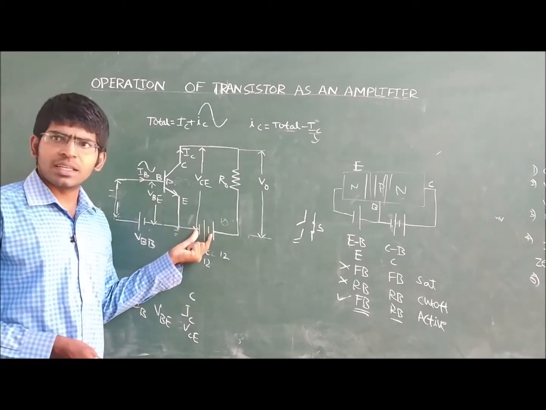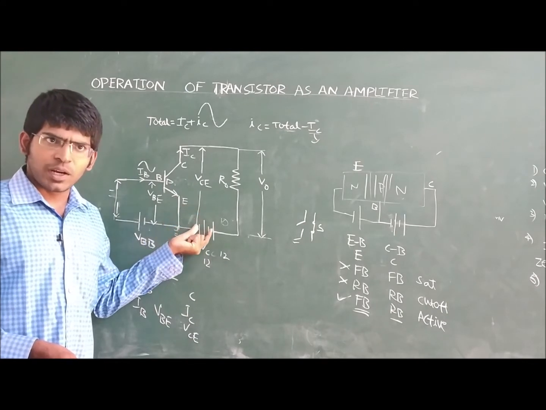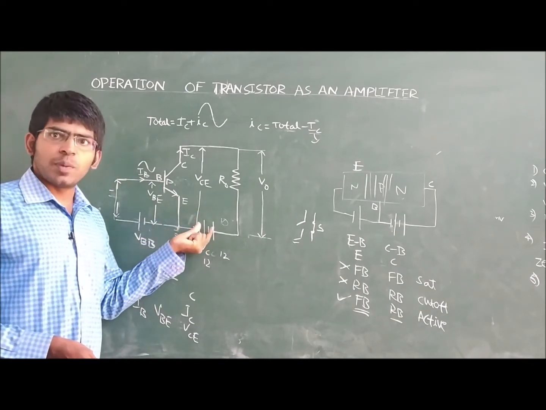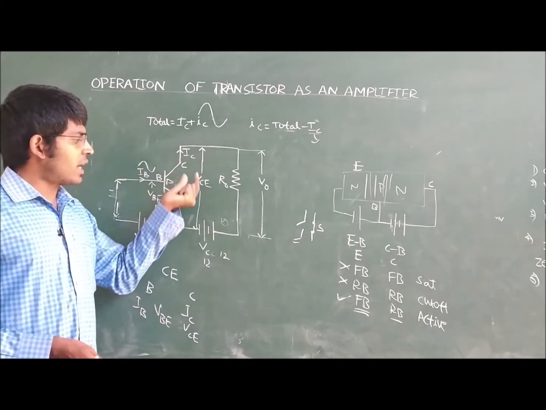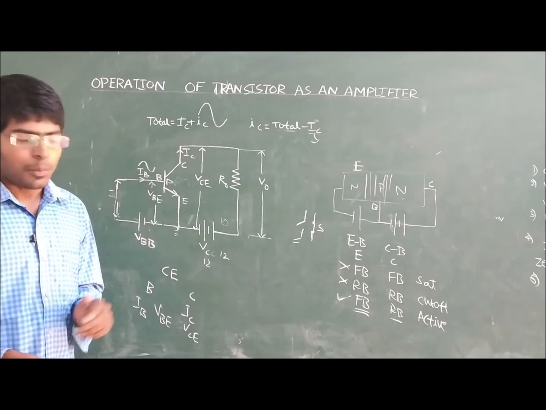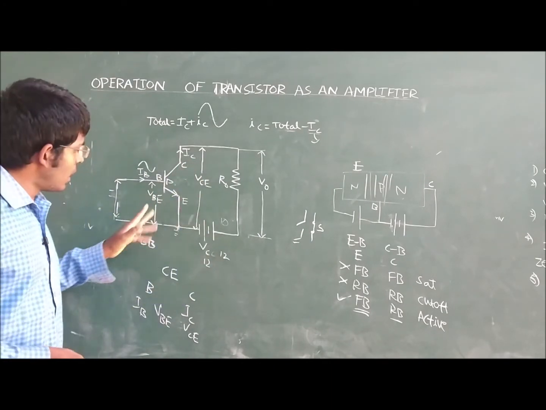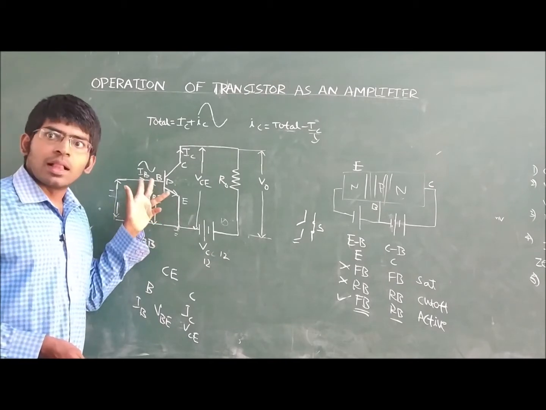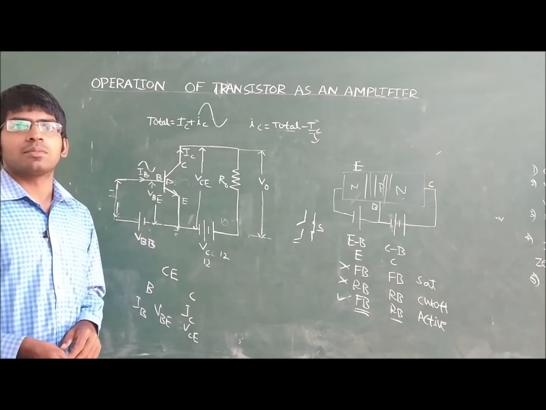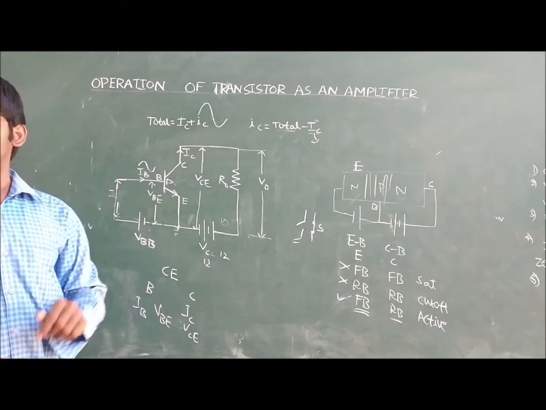Yes, the specific reason is we are clearly mentioning that the voltage of this battery is much higher than the voltage of this battery. The voltage of this battery is making the collector junction reverse biased. Because of this battery, the collector junction is reverse biased, and because of this battery, the emitter junction is forward biased. Now the environment is set.